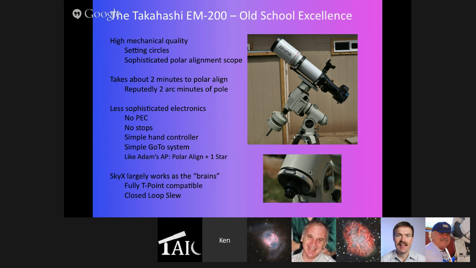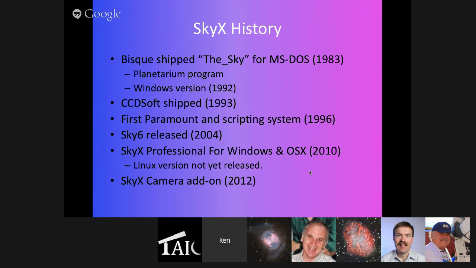So a little bit about the program itself. When you're working with SkyX, you're dealing with something that's both very old and very new. So it originally came out for MS-DOS. This was the original version, TheSky, in 1983. And it was a planetarium program. And then they could control mounts eventually. Windows version came out in '92.